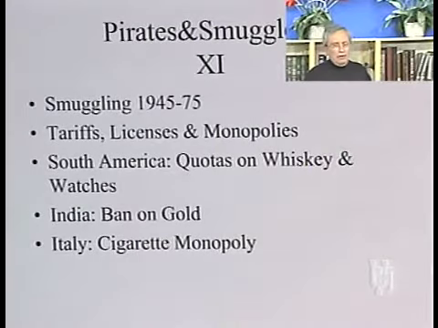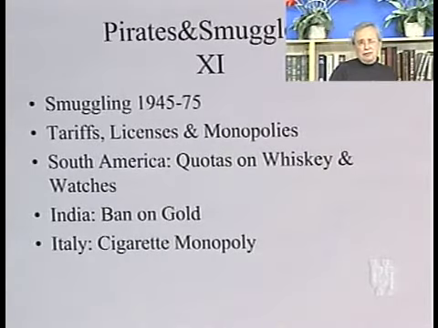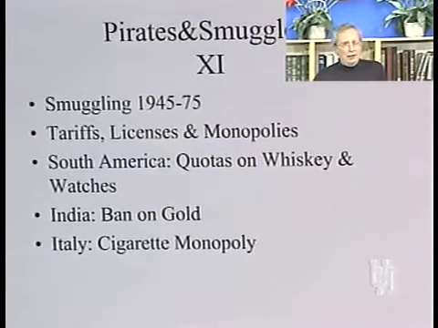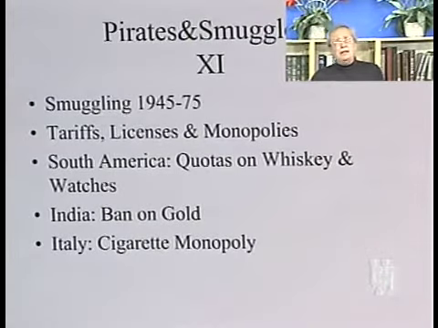In Italy, we have one of the classic cases of trying to maintain a monopoly in a consumer good, in this case a cigarette monopoly. These were, as I've said before, very common around the world at this time, not only in Europe but third world countries. China had a cigarette monopoly throughout the 20th century, still maintains it today.